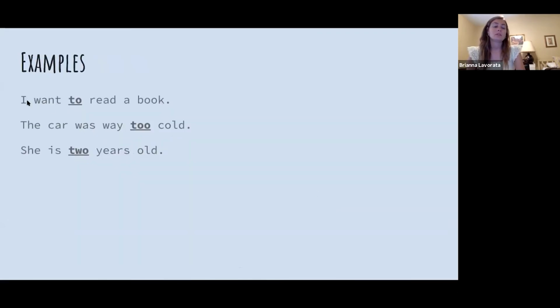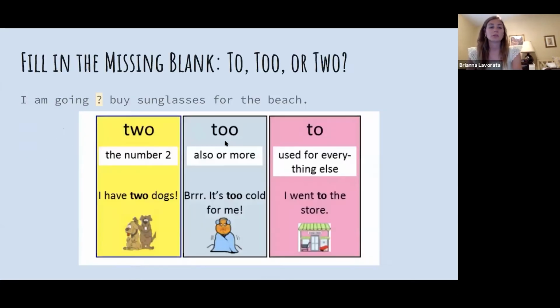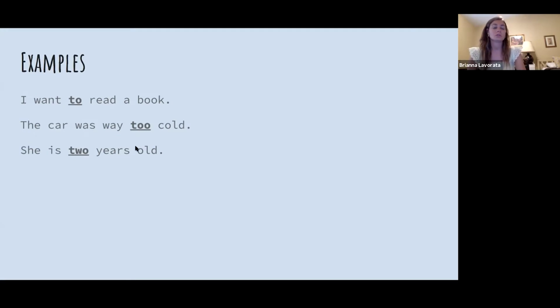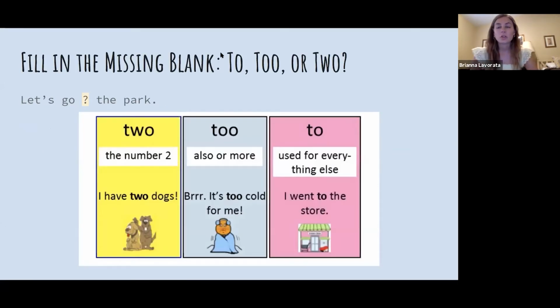So more examples, I want to read a book, okay? We are going to use the form T-O. The car was way too cold, okay? So maybe it was wintertime and the car was way too cold, okay? So we use T-O-O because we are expressing that it's a little bit more than just the basic T-O. Or she is 2 years old, okay? T-W-O, we're showing an amount. Two is a number, okay?